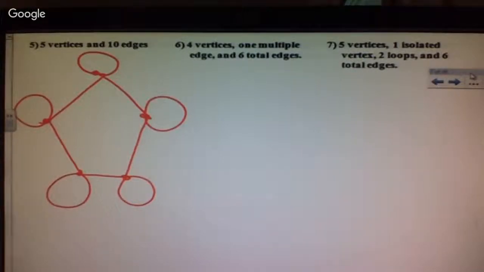So when I check this one, I'm going to go through and say, do you have 5 dots? And then I'm going to count your lines. Do you have 10 lines? Perfect. 100.